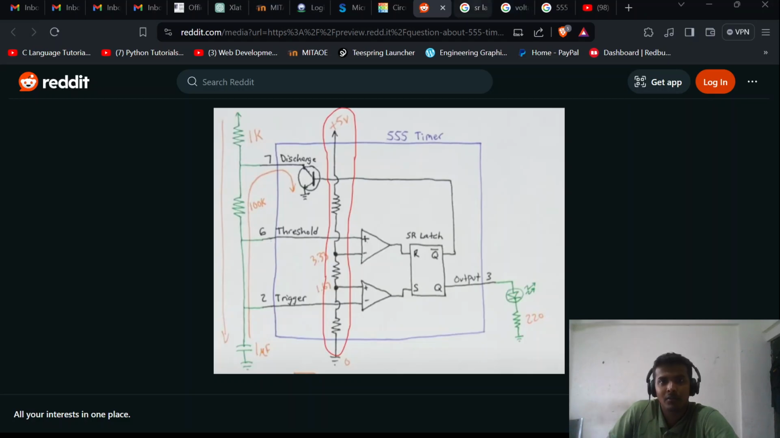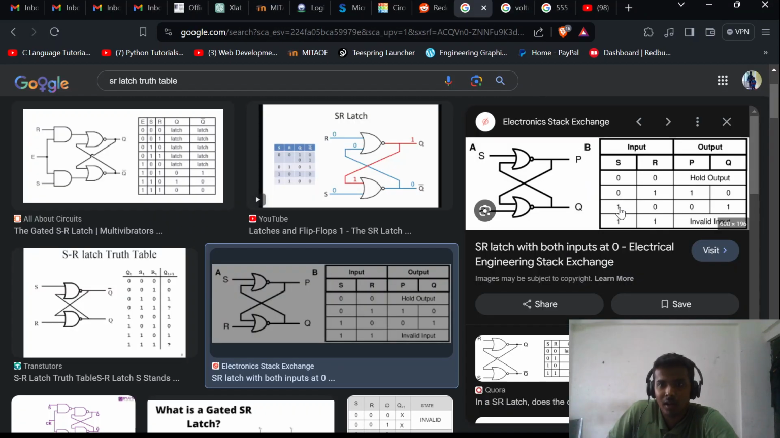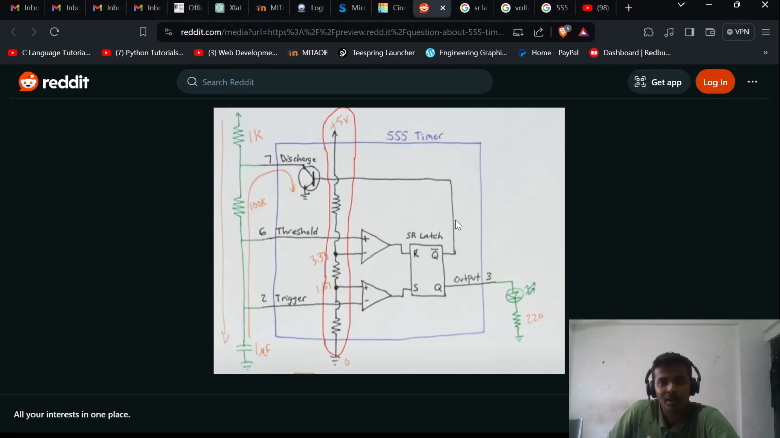So what happens when we get S equals 1 and R equals 0? Q equals 1 and Q dash equals 0, right? I know it's a bit much, you have to just stay with me right now. So S is 1, that means Q is 1. R is 0, that means Q dash is 0.